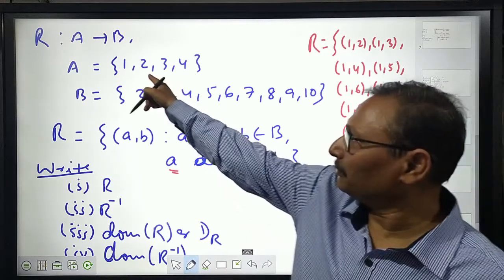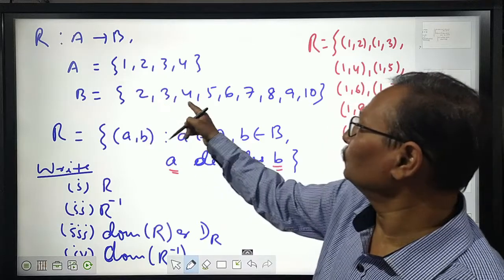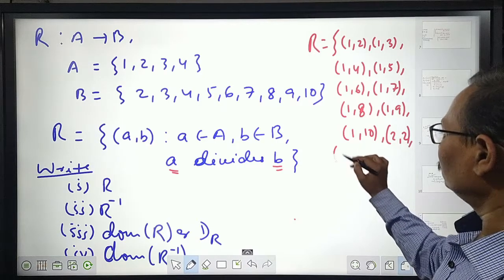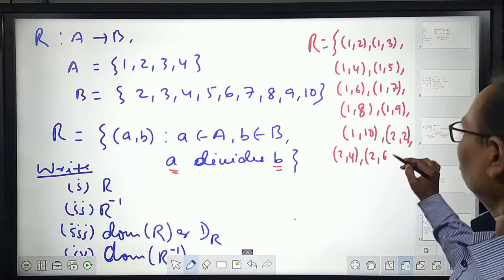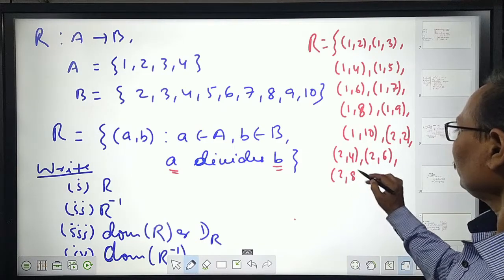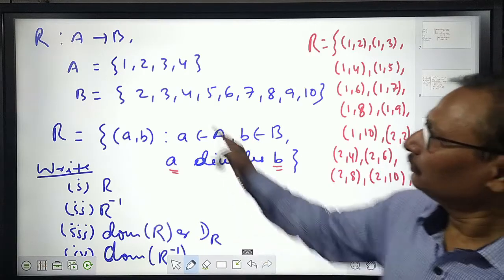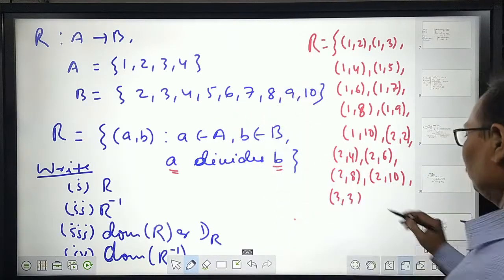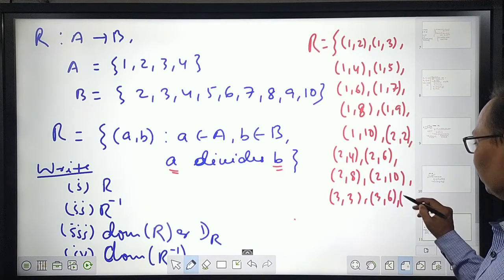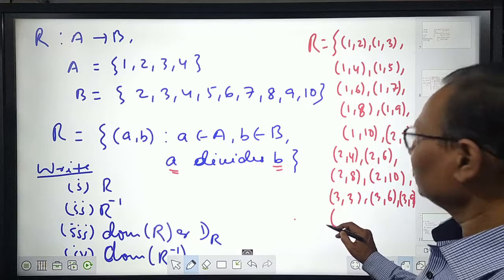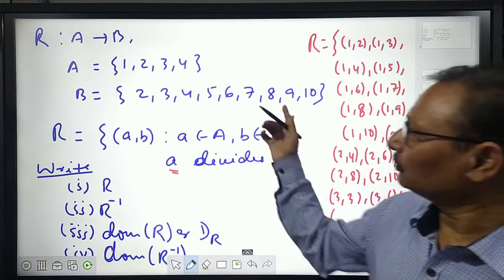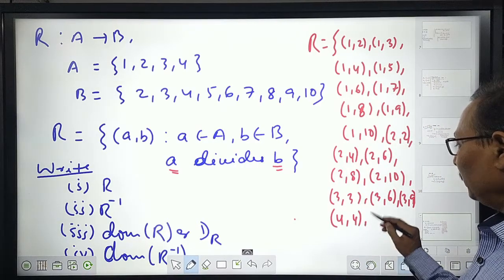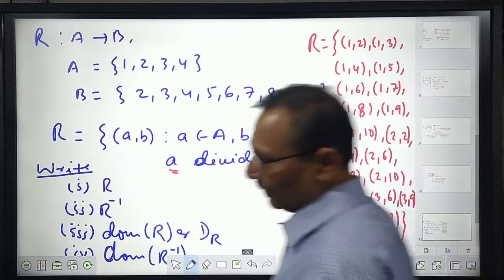Okay, and the second element 2 will be dividing 2, 4, 6, 8 and 10. So it will be paired as (2, 2), (2, 4), (2, 6), (2, 8), (2, 10). Okay, now about 3. 3 divides 3 of the second set and 6 and 9. So (3, 3), (3, 6), (3, 9). Similarly, this 4 is dividing only these two elements, 4 and 8. So it will be paired as (4, 4) and (4, 8). So these are the elements of the set R.